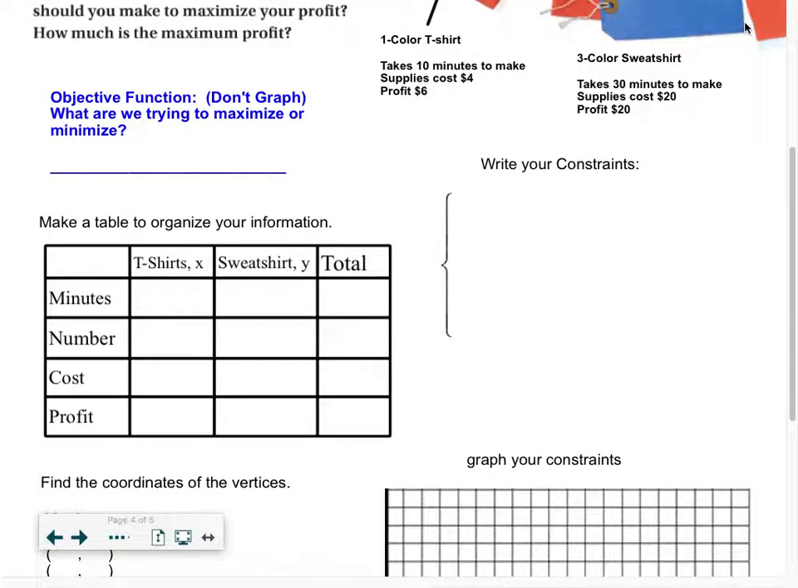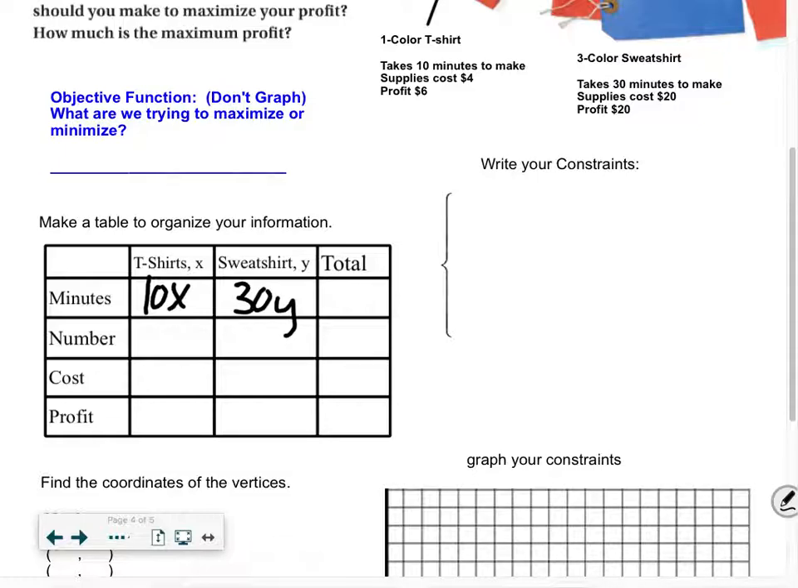Over with your picture, it gives you all your info. How many minutes does it say my t-shirts take? 10. So in this column, t-shirts is X. We're going to write 10X. Yep, X is t-shirts. How many minutes does it take to make sweatshirts? 30. So we got 30Y.